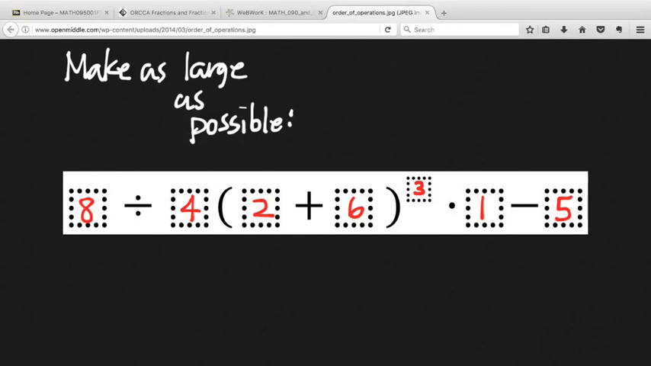But just for the sake of our discussion, let's imagine that we just read everything from left to right and barreled straight ahead at it. Then the first thing that we see would be this division sign. 8 divided by 4 would give me 2. And then as I came further to the right, I would get this parenthesis, and then 2 plus 6 would give me 8. And then I would have this exponent. I'd have 8 to the power 3.